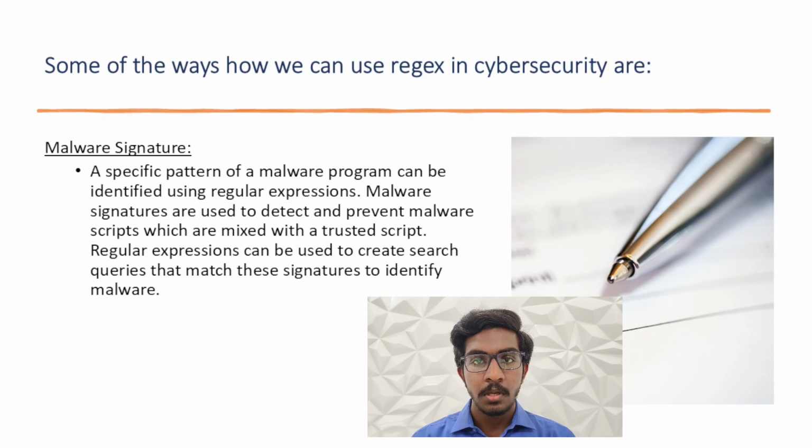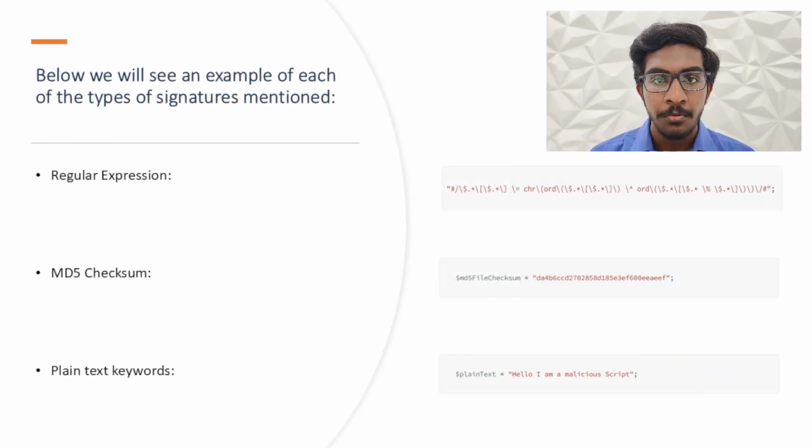One of the commonly used examples of regular expressions in the field of cybersecurity is the malware signature. So what is a malware signature? Malware signatures are signatures that are used to detect and prevent malware scripts which may sometimes be mixed with trusted scripts. So here is an example of how a malware signature is implemented in a PHP file, which is used in web programming. A regular expression for the commonly used malware scripts is written, an MD5 checksum file is written, and a plain text key which has malware is also given.